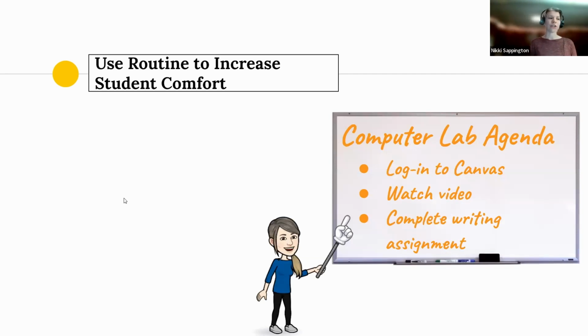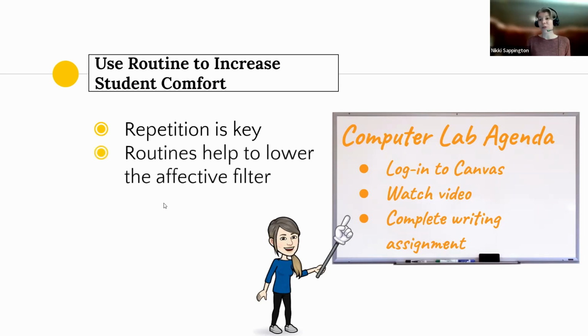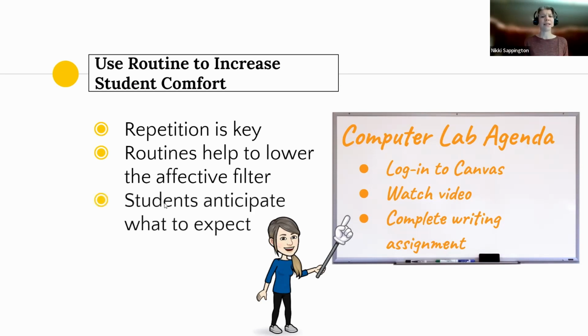Another strategy, use routine to increase student comfort. So we do this with ESL, makes sense to do it with technology as well. So plan for routine. Have your technology integrated as part of classroom routine. As with English language teaching, repetition is so helpful. Don't just use a tech tool once and never come back to it. Give students repeated exposure. And routines help to lower that affective filter that may be holding students back a bit. They can begin to feel more comfortable with the technology and anticipate what to expect with technology use.